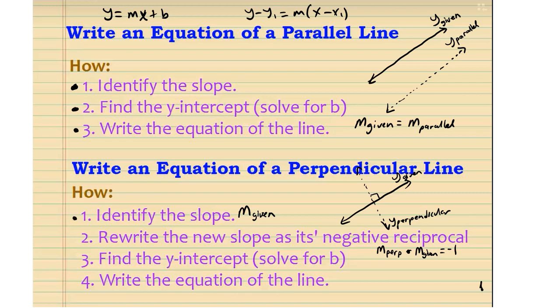So to summarize, find the slope of the given line, rewrite the slope by negative reciprocal to find the slope of the perpendicular line, and then write your equation halfway and complete the equation by solving for b.